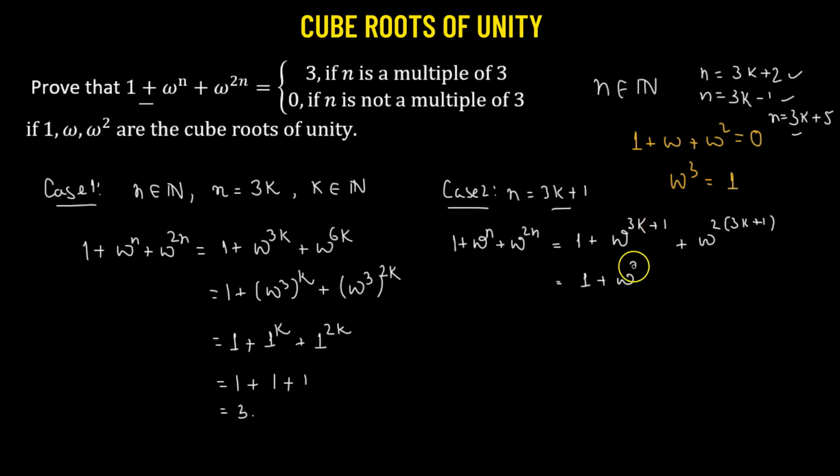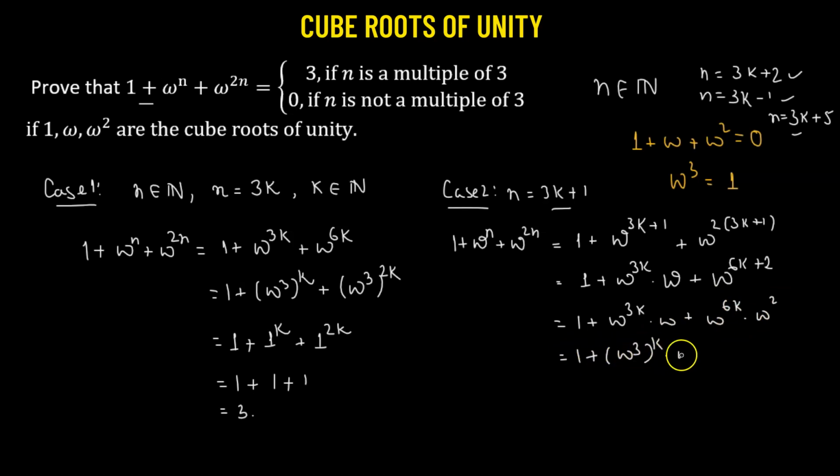Omega raised to the power of 3k plus 1 can also be expressed as omega raised to the power of 3k times omega. And we have omega raised to the power of 6k plus 2, so this is 1 plus omega raised to the power of 3k times omega plus omega raised to the power of 6k times omega squared, which is 1 plus omega cubed, whole raised to the power of k, times omega, plus omega cubed raised to the power of 2k, times omega squared. Now omega cubed is equal to 1.